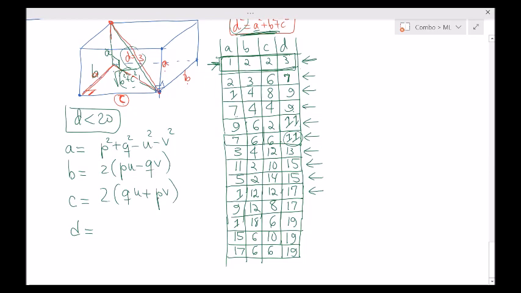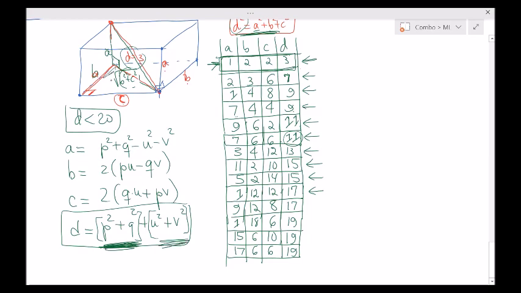PU minus QV. So P times V, Q times U plus P times V. And the last one is P square plus Q square plus U square plus V square, right? So that's the whole thing, and you guys can guess where this is coming from. This is just applying Pythag twice. Didn't we construct it as the hypotenuse in one triangle and then the hypotenuse in another one?